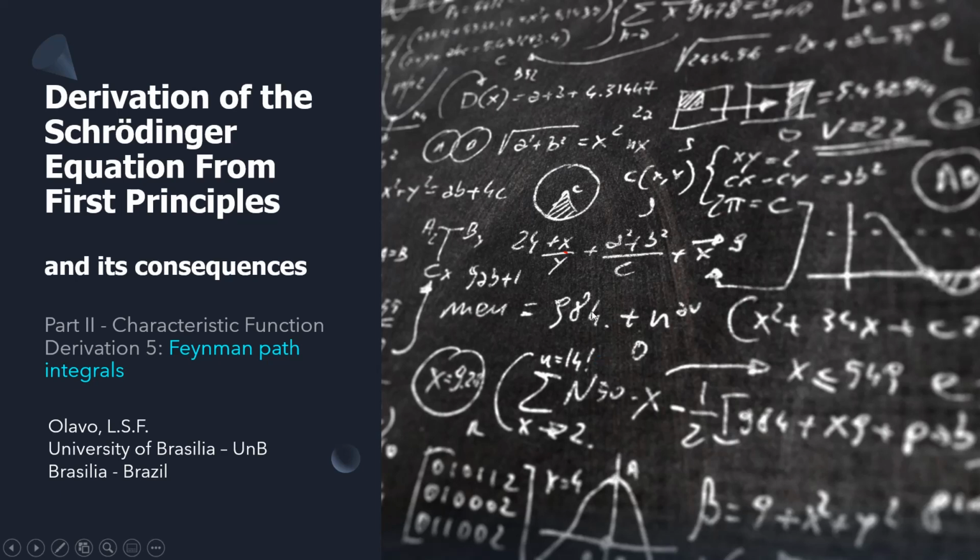Hi, in this video we will continue to talk about the characteristic function derivation, and we will end this part talking about Feynman path integrals. It will be quite natural to talk about this topic because it has a great resemblance with the way we derived the Bohr-Sommerfeld relations. So let's begin.